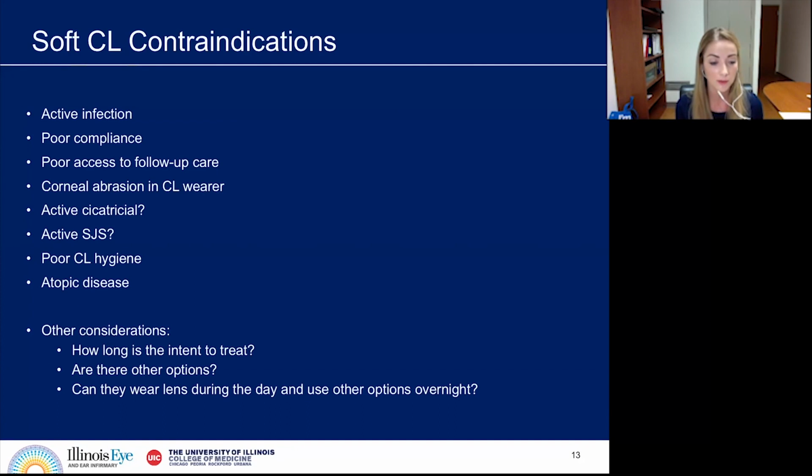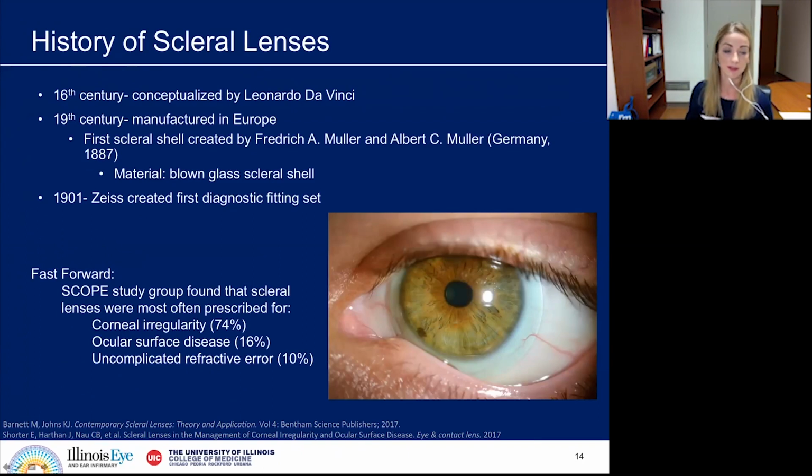So in our case, with patients who have ocular surface disease, we tend to put them in a daily disposable lens during the day. They'll remove the lens at night, and we'll use other options such as ointments, lid taping, or moisture chamber goggles. Okay, so now let's switch over to scleral lenses.